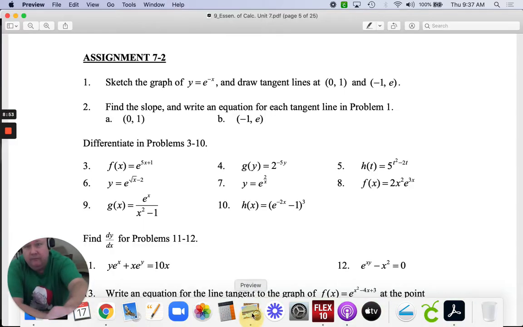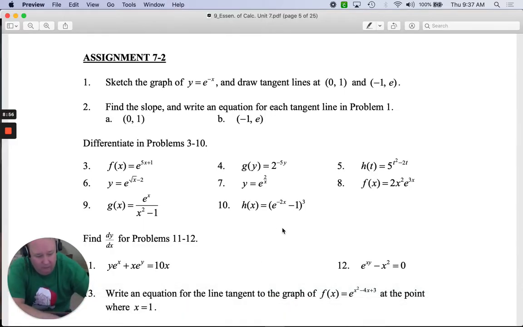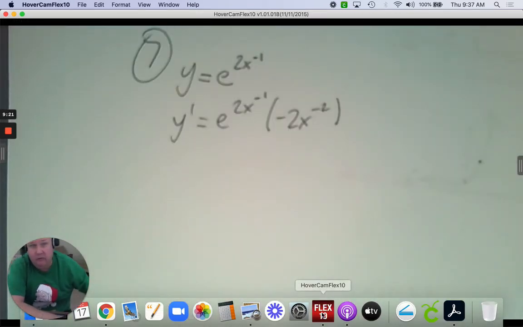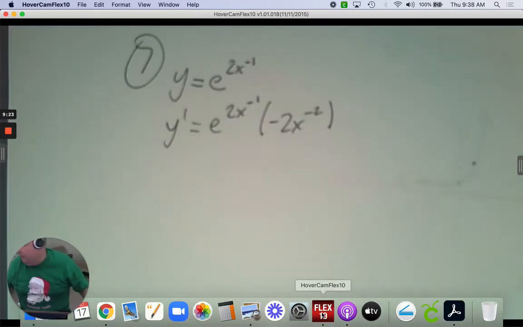Number 7. We have y equals, again, I'm going to write this calculus friendly. What does that mean? I'm going to write it as 2x to the negative 1. So instead of 2 over x, 2x to the negative 1. And then to take the derivative, you copy it, e to the exponent 2x to the negative 1, times the derivative of the exponent. That's the hook on. So once you understand the structure of it, I think the structure is pretty simple.